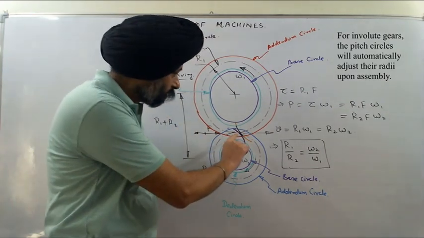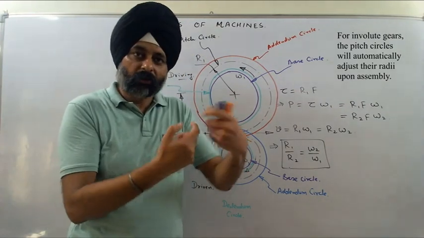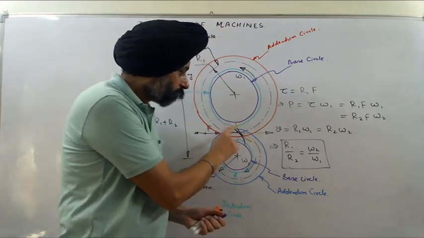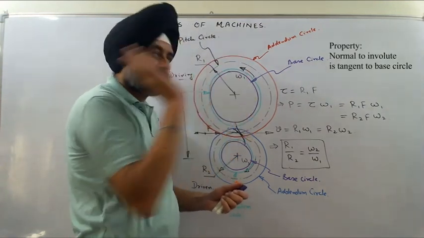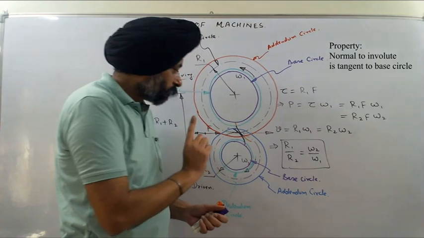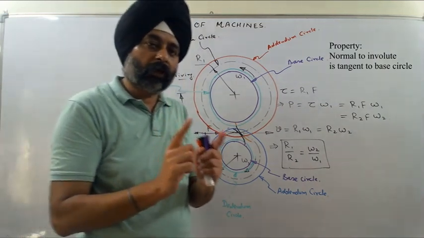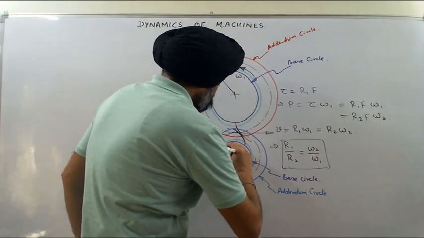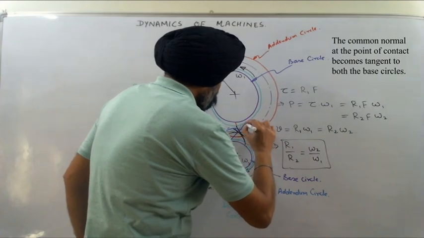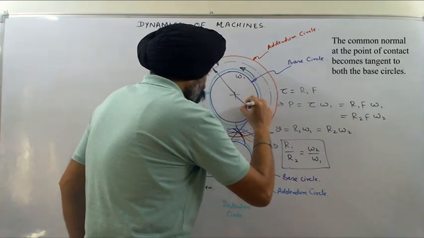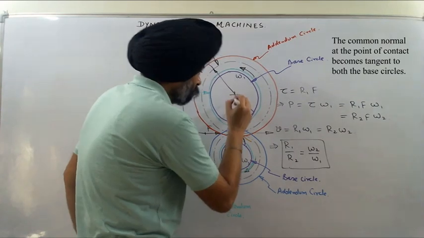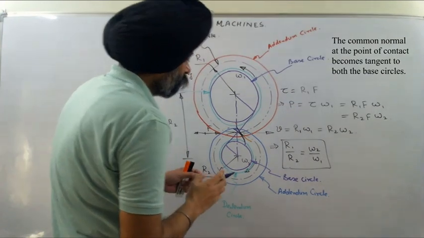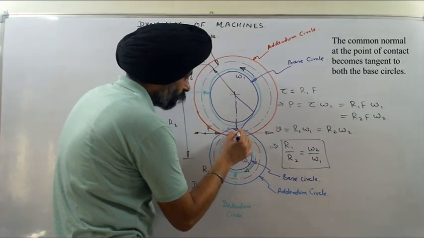Now here, where the profiles touch, we draw the common normal to both the profiles. Now the involute has the property that the normal drawn to an involute will always be tangent to the base circle. And likewise for this involute also. So the moment we draw a common normal, that will become tangent to both the base circles. So leaving aside the inaccuracies in this figure, something like this will emerge. So here, okay. Now this is the point of contact.